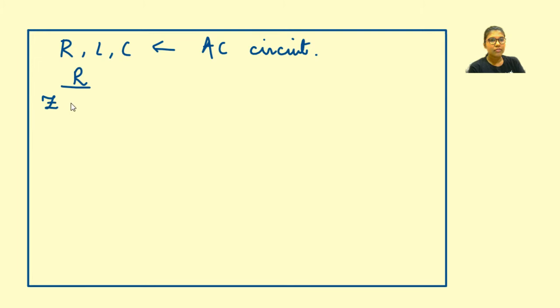The impedance is represented by Z, and it is given as Vm upon Im. And it came out to be Vm upon R. These derivations were done yesterday, so it came out to be R.